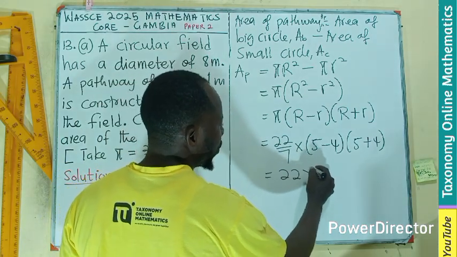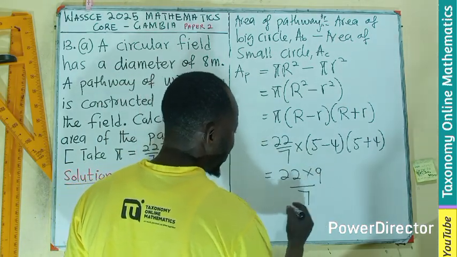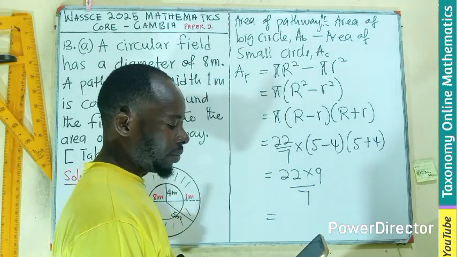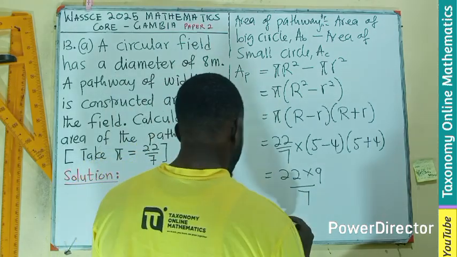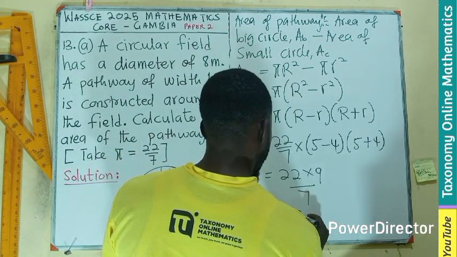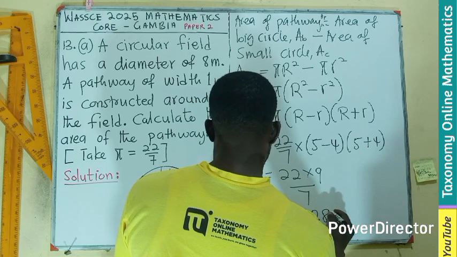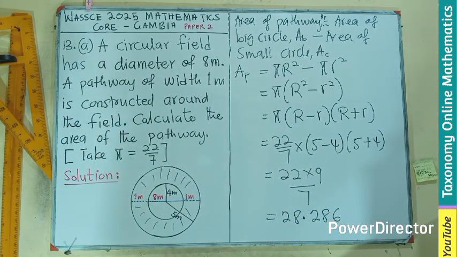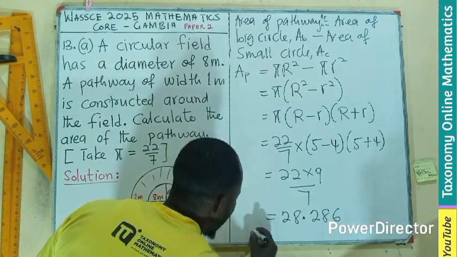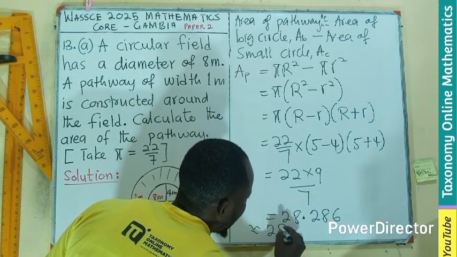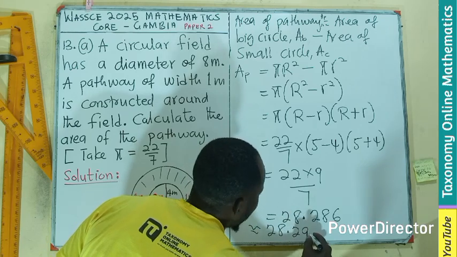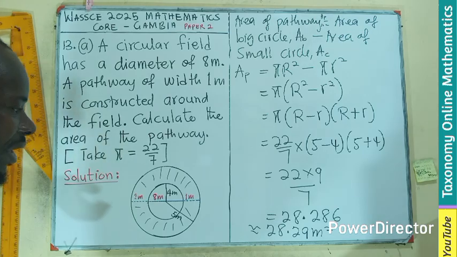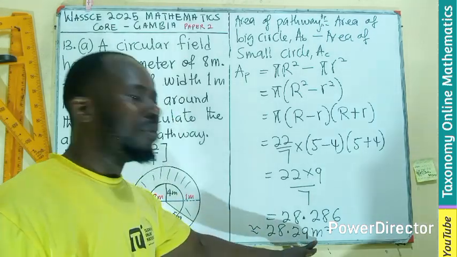So we have 22 times 9 divided by 7. So let's see what that will be on our calculator. This is going to be 28.286. Are we asked to leave it in any specific decimal place? No. So I can just say approximately 28.29. Are we in meters? Meters squared. So the area of the pathway is going to be 28.29 meters squared.